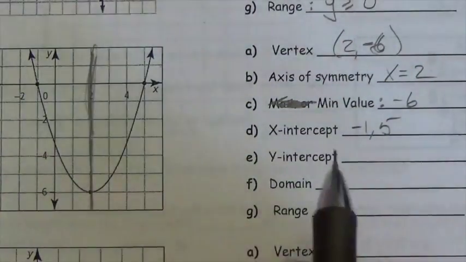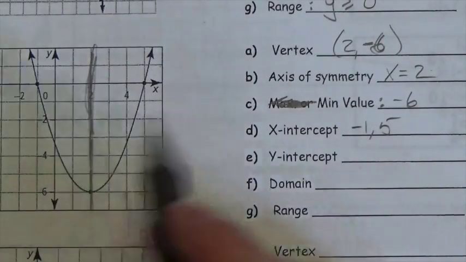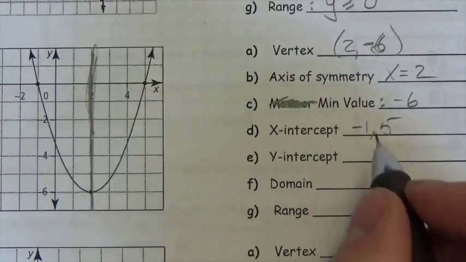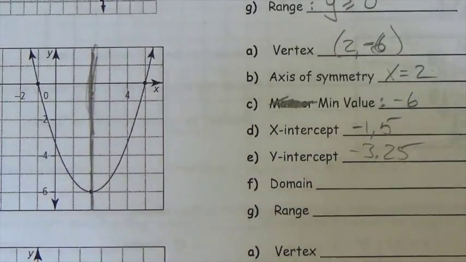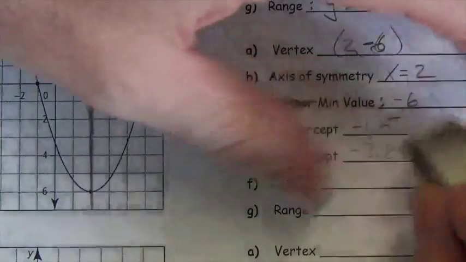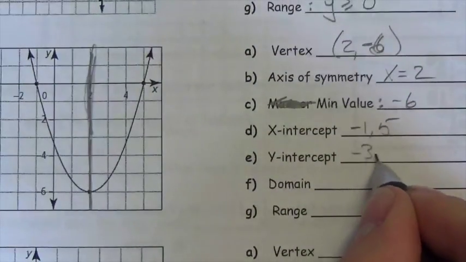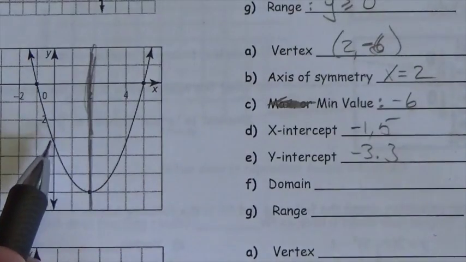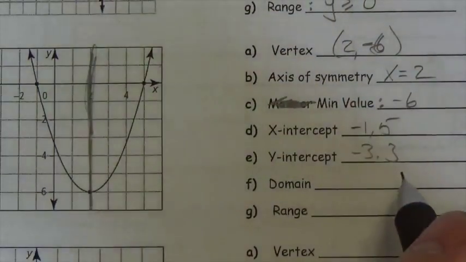The y-intercept here isn't quite so clear. It doesn't quite look like 3.5 there, so let's say negative 3.25, or actually it might be easier to not assume it was a quarter there and just say negative 3.3, let's say. Because it's a little bit past negative 3, not quite at 3.5 there.